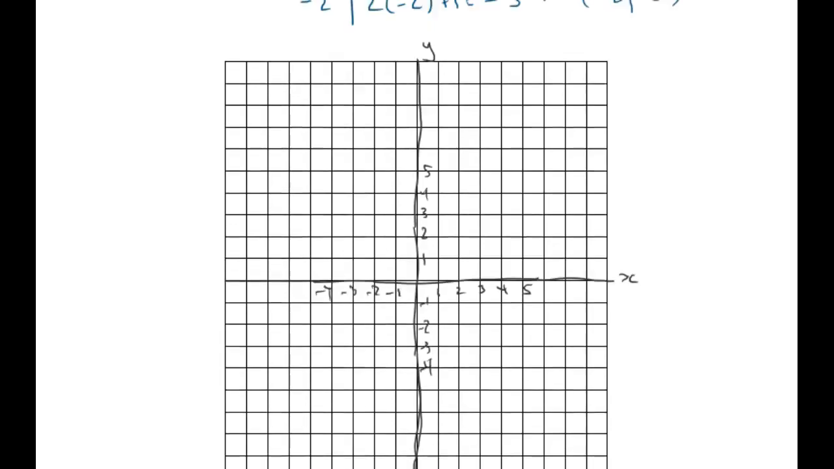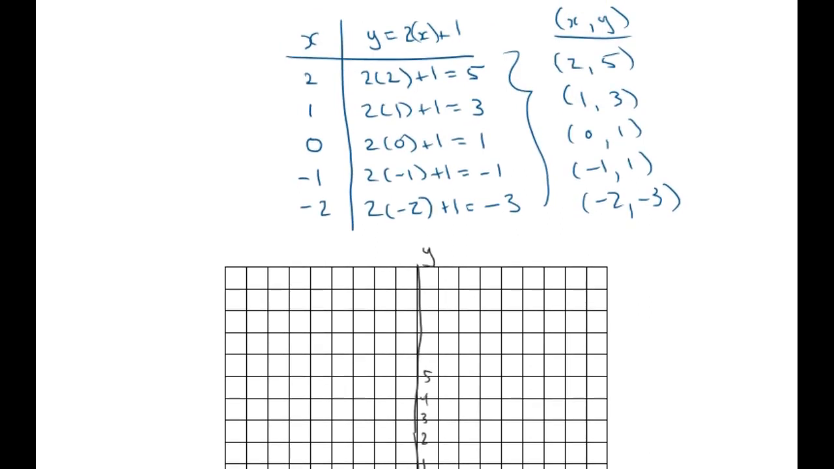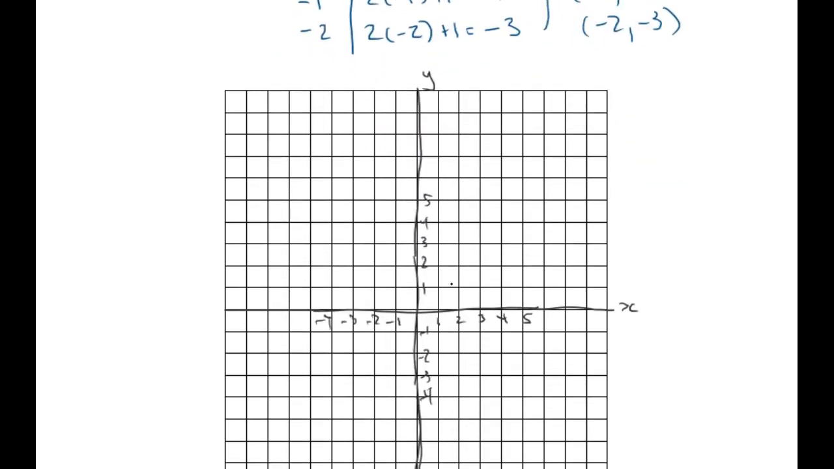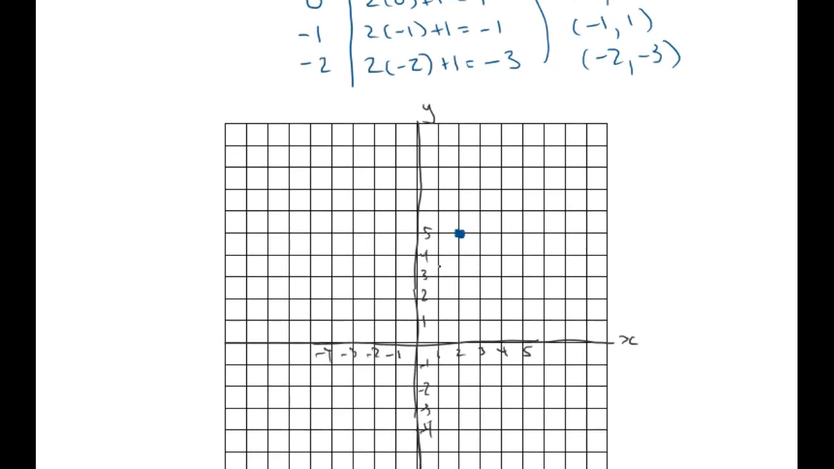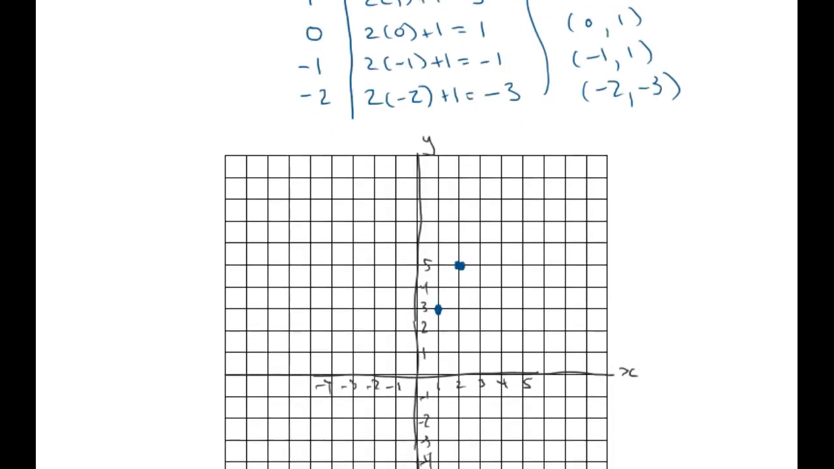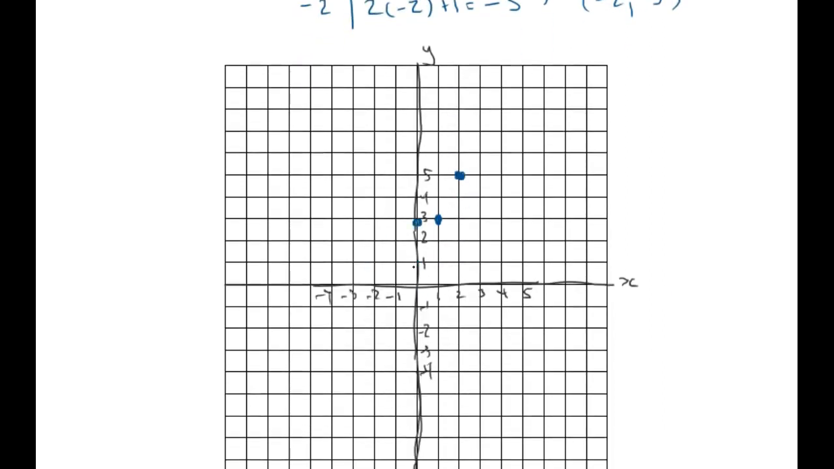So when I'm graphing my points on my line, my first point is given as positive 2, positive 5. Remember, x goes first. So 2 and 5 on my Cartesian plane is going to be over 2, up 5. So that's my point there. And then my next value is 1 and 3. So positive 1, positive 3. Next value is 0 and 1. And then I have negative 1, negative 1. And negative 2, negative 3.